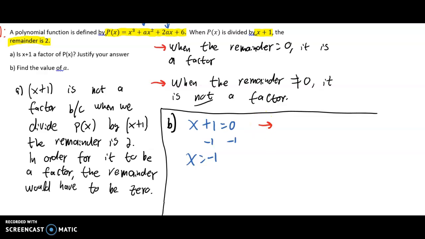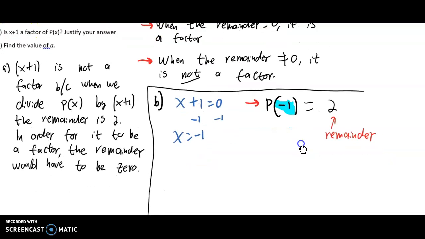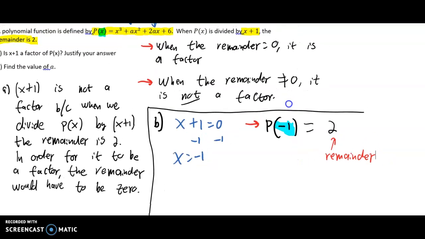So this is saying that p of -1, see, we replaced the x in p of x with -1. That means we're plugging in -1. P of -1 equals 2. It must equal 2 because 2 is the remainder, and it will always equal the remainder, whatever that is. So we know that when we plug in -1 to this function, all of it is going to equal 2. So let's do that. Let me zoom out.